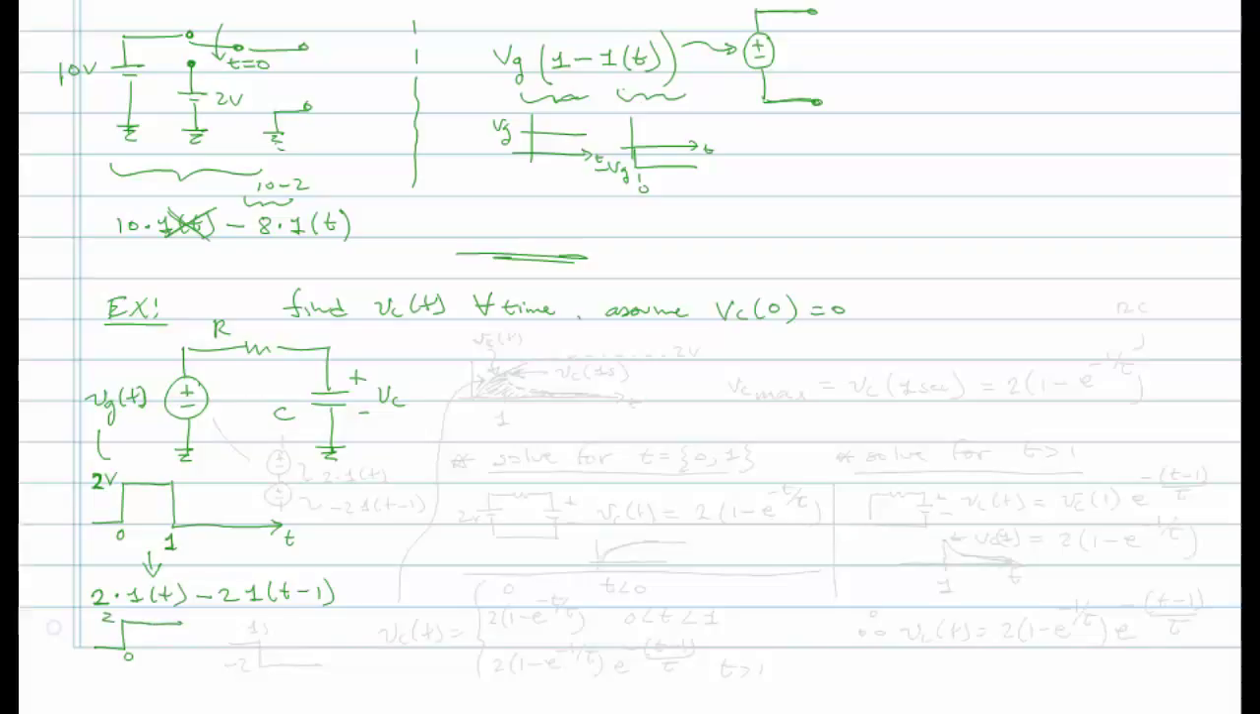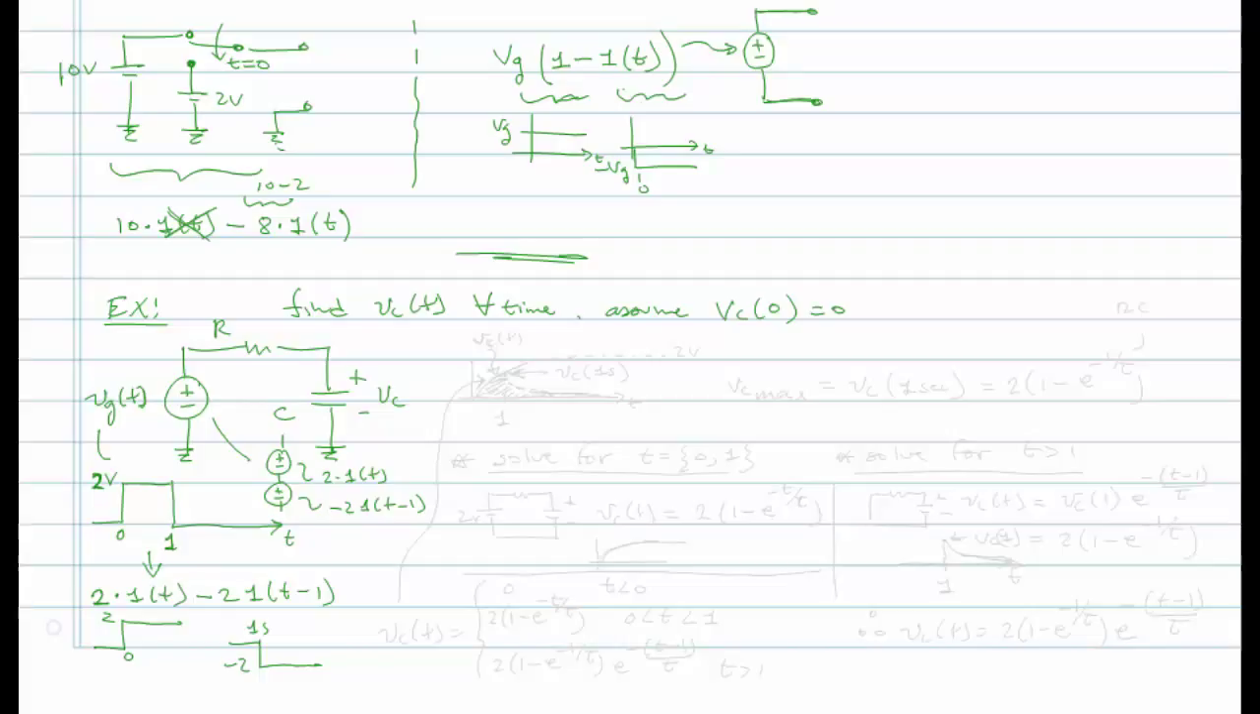In the second case we have a step that goes to negative 2 but occurs at 1 second. Now this circuit is linear, so we can actually use superposition. We could redraw this circuit as really being the sum of 2 voltage sources, if you will, where one is a 2 times unit step, and the other one is minus 2 times unit step delayed by 1 second. You could do that, and then we could use superposition. That's one way of solving this.